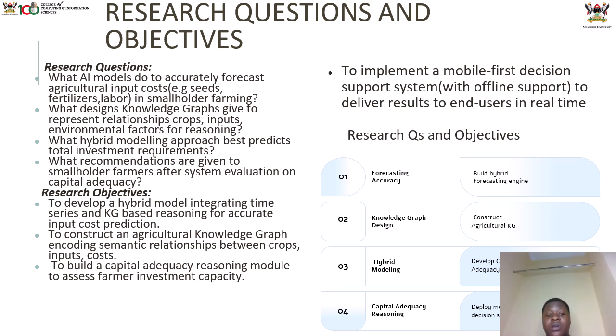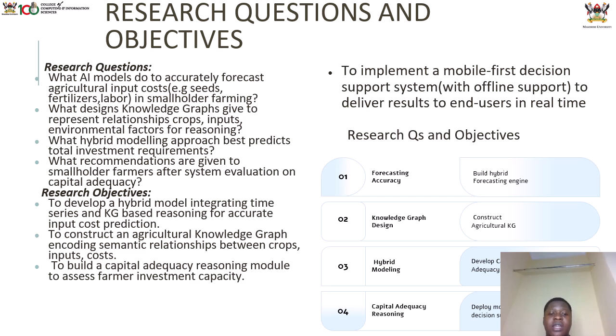So we shall also have some objectives that our AI is going to meet. It will develop a hybrid model integrating time series and knowledge graph based reasoning for accurate input cost prediction. So the model is going to be a hybrid whereby it takes in more than two model architectures to come up with the desired output.